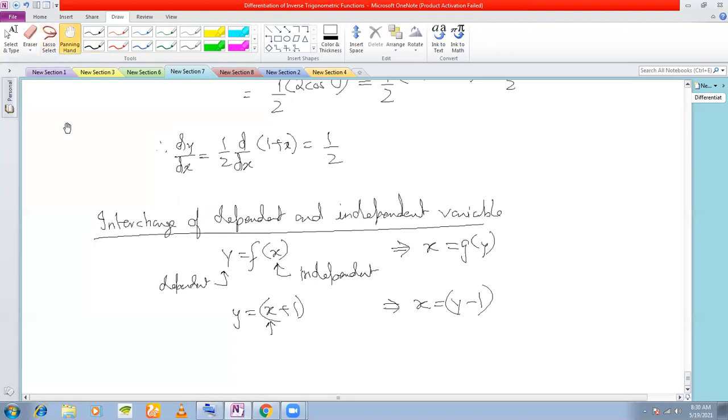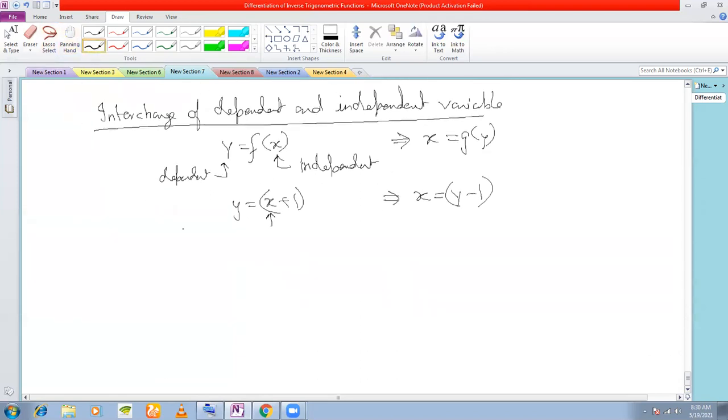Okay, so this is called interchange of dependent and independent variable. But in case of differentiation, how do you interchange dependent and independent variable? So remember this result that dy dx is simply the reciprocal of dx dy. Now in dy dx, what happens? y is the dependent variable, x is the independent variable, right?